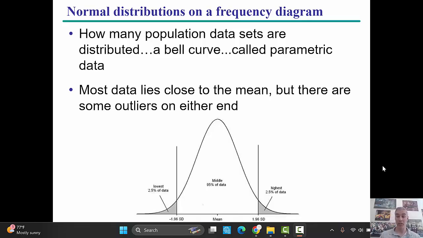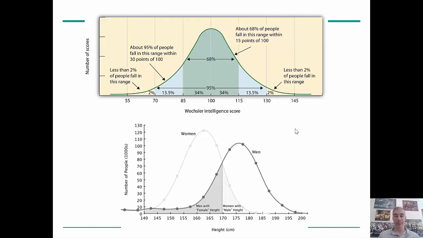Most of the data lies really close to the mean. As you can see here, this is called 1 standard deviation from the mean. I don't know if you've learned standard deviation before, we're going to talk about it in this video a little bit. Then there's 2 standard deviations from the mean. 95% of points fall within that range. And then there's the extremes, which are the last 4%, the bottom 2% and the top 2%. Those are called tails on either end of the normal distribution. And you can see this is looking at height distributions of males and females. You can see how normally distributed that is as well.